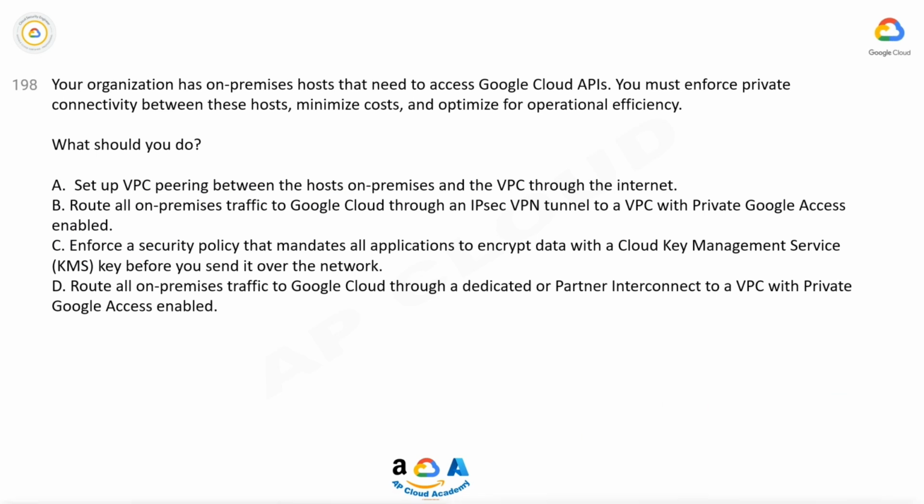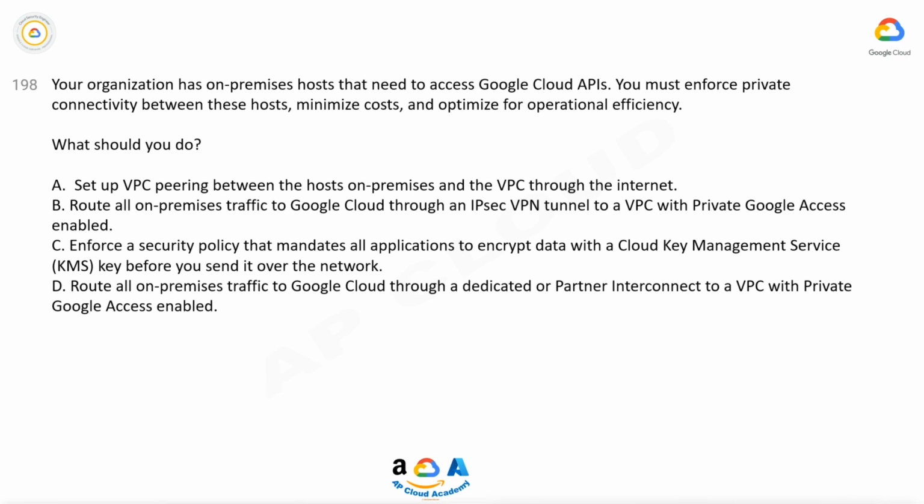Question number 198. Your organization has on-premises hosts that need to access Google Cloud APIs. You must enforce private connectivity between these hosts, minimize costs, and optimize for operational efficiency. What should you do? A. Set up VPC peering between the hosts on-premises and the VPC through the Internet.